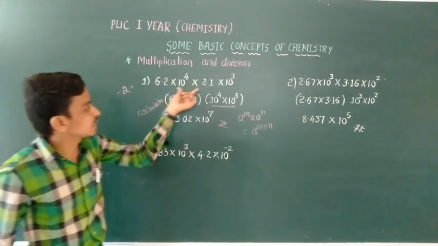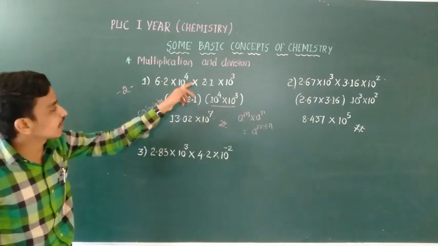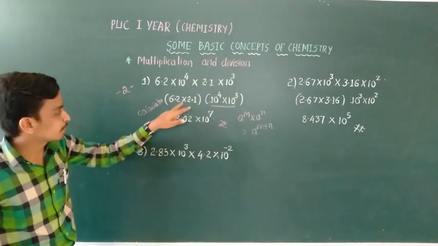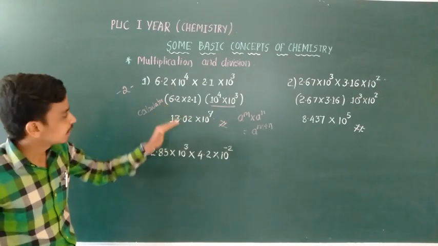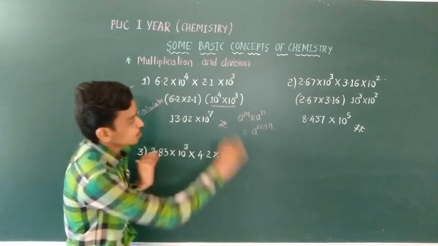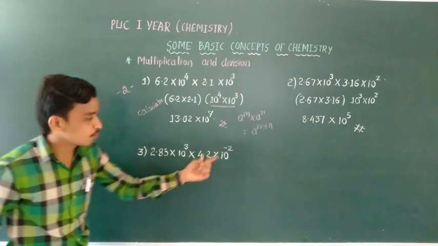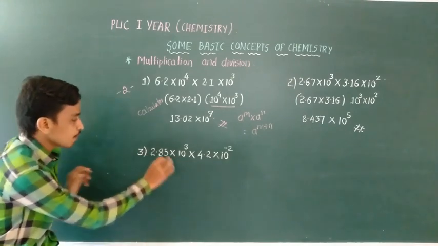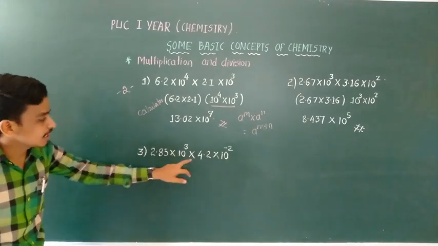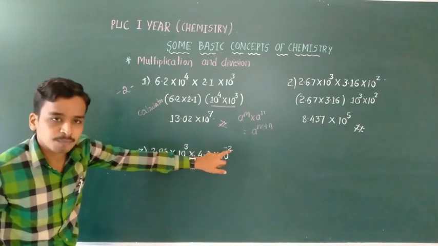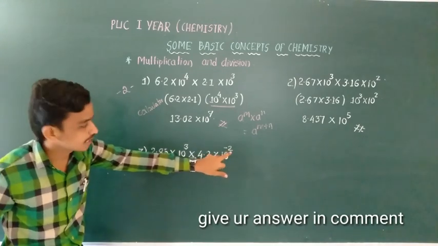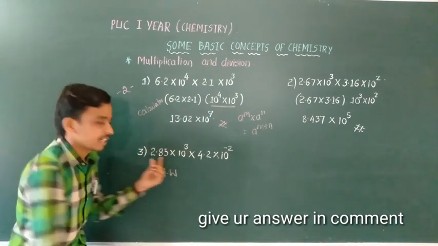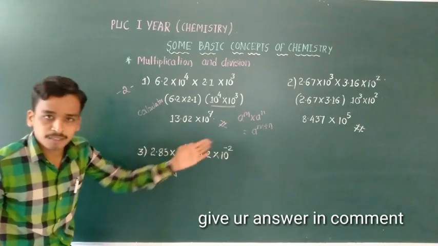Then what happens if the same numbers are given in a division? If the same numbers are given in division, just change the symbol, that is, division comes in place of multiplication. Again with the same calculation you can solve those problems also. But it is for your homework. Answer this homework for me in the comments. It is 2.85 into 10 raised to 3 divided by 4.2 into 10 to the power of minus 2. Observe here it is minus 2, and report your answer in the comment section. Observe the numbers correctly.